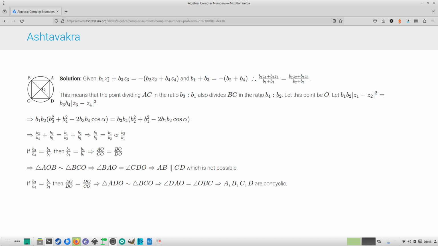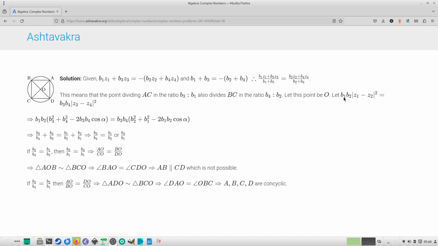From the second equation we have b1 z1 plus b3 z3 is equal to minus (b2 z2 plus b4 z4). And from the first equation we have b1 plus b3 is equal to minus (b2 plus b4). So we divide this equation by that equation, and we get (b1 z1 plus b3 z3) by (b1 plus b3) is equal to (b2 z2 plus b4 z4) by (b2 plus b4). So this means that the point dividing AC in the ratio b3 is to b1 also divides BD in the ratio b4 is to b2. Let this point be O.